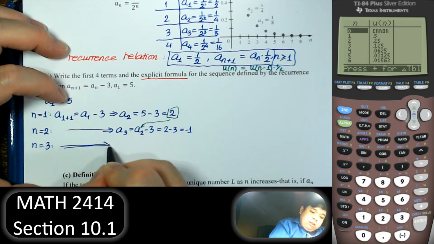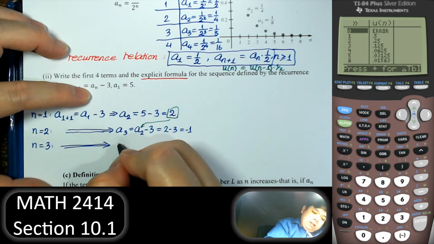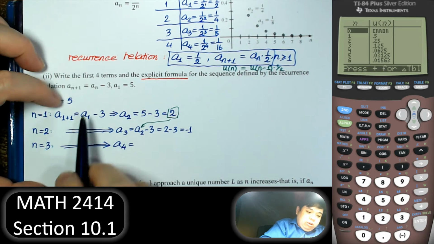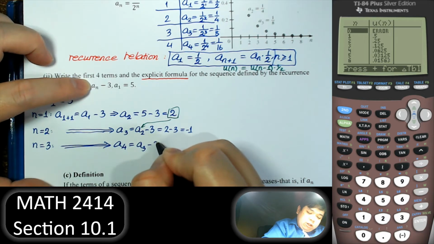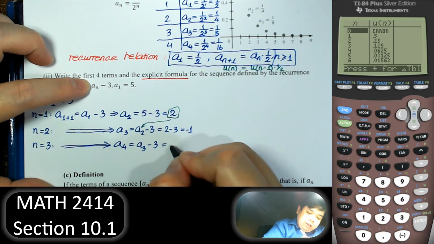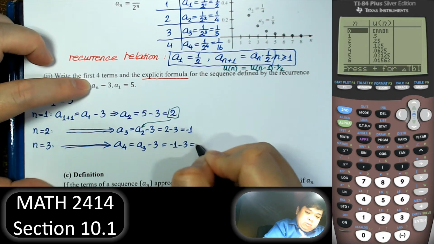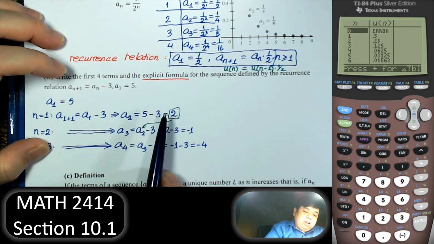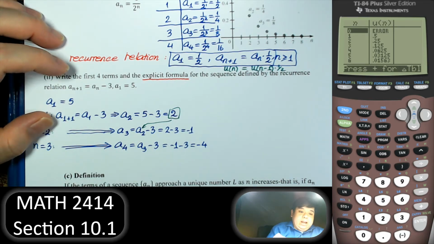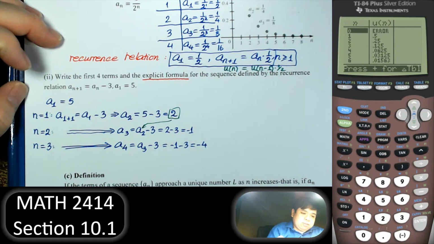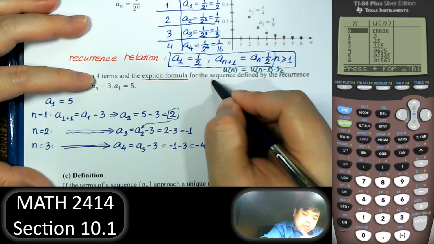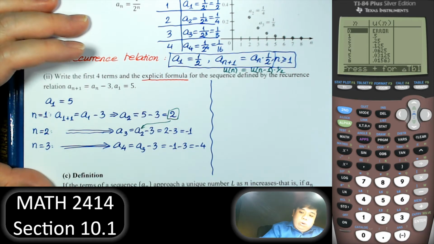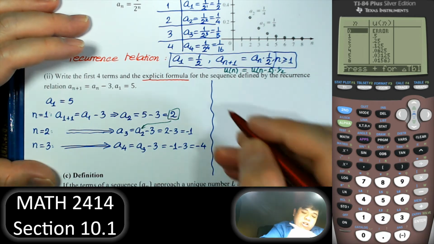Do the same thing. a4, because 3 plus 1 is 4, and then here's a3 minus 3, which is -1 minus 3, which is -4. So we have 5, 2, -1, -4, and it can go further. So we have the first terms. How do we write the general formula? Oh, of course, I mean the explicit formula or general formula.